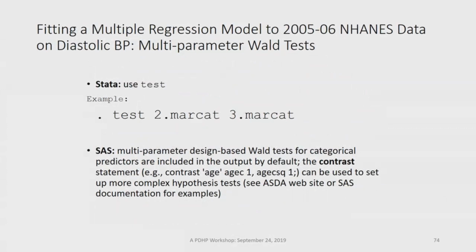SAS does it by default for your categorical predictors, and you can also add a contrast statement to do multi-parameter tests involving other predictors. Okay, so this is a useful aspect of regression modeling because you can test blocks of predictors to see whether they even matter in the overall model.